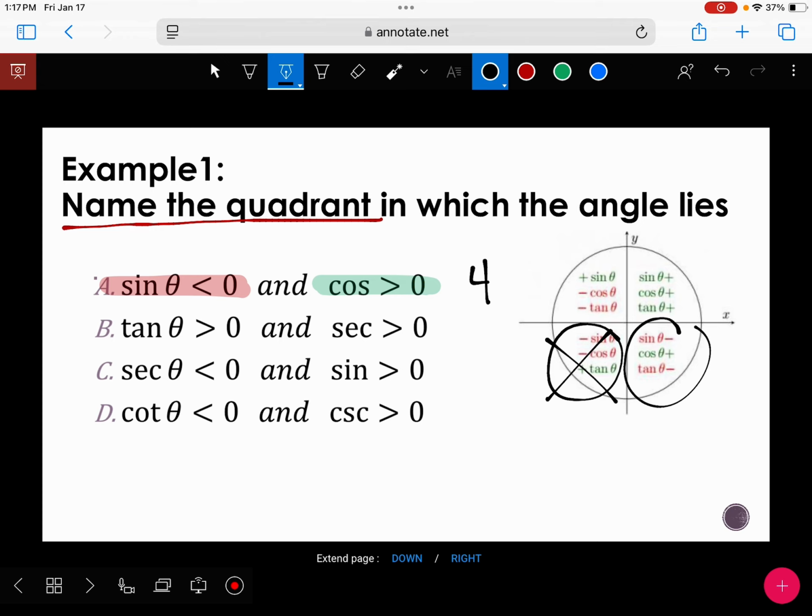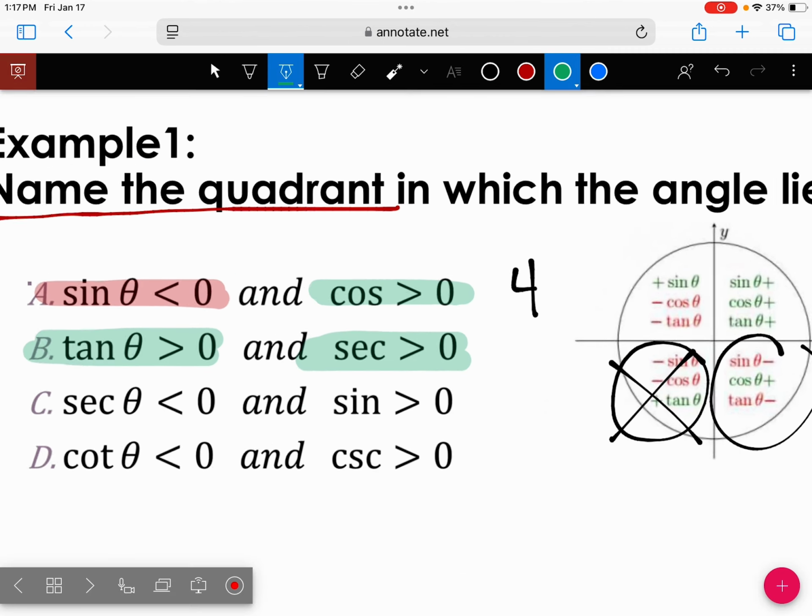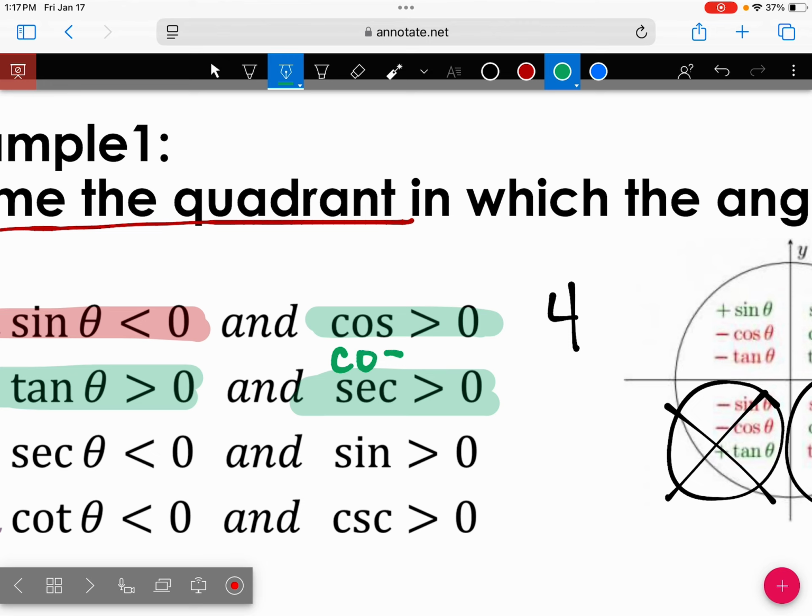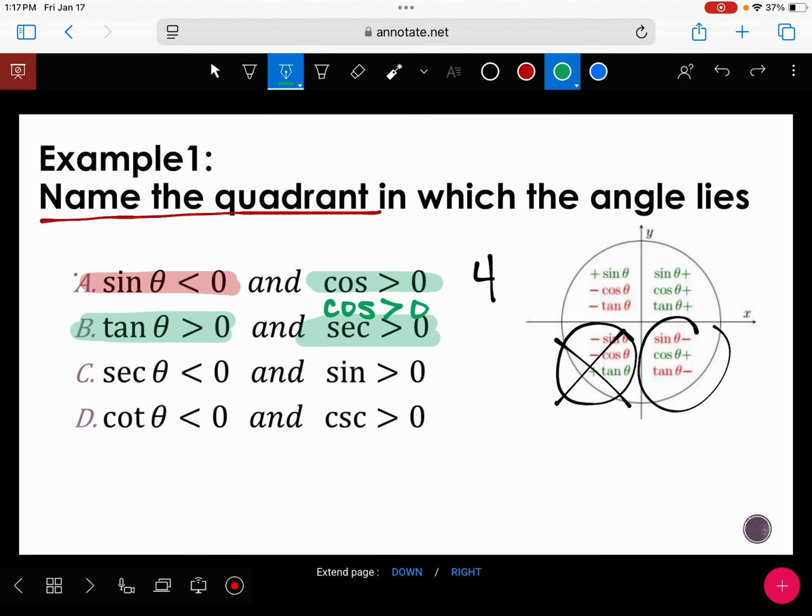All right, let's look at question B. It says tangent is greater than 0, which means it's positive. Now, who is the sister to secant? Cosine. And cosine is also positive. I'm going to write that because remember that if secant is positive, so is cosine. I'm going to go ahead and just add that because they roll together. So show me with your fingers what quadrant has a positive tangent and a positive cosine. It's quadrant 1. Good job.